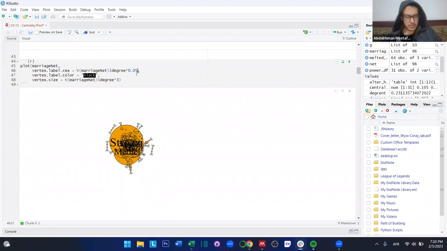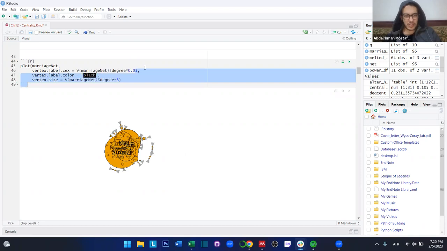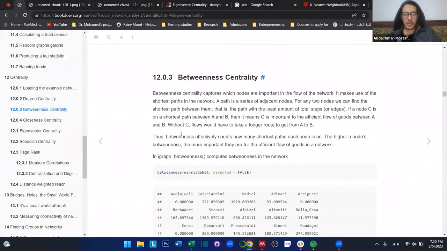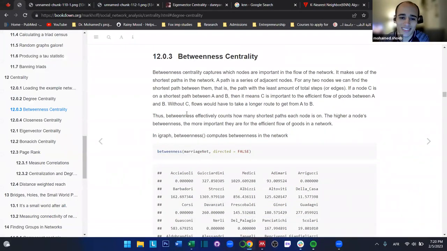I was also trying to figure out a good way to balance this. So this is better than before. I'm trying to make the labels proportionally visible to the size of the circle. And you can faintly see the Strozzi and the Medici families in the background here. Now it's more like a word cloud.